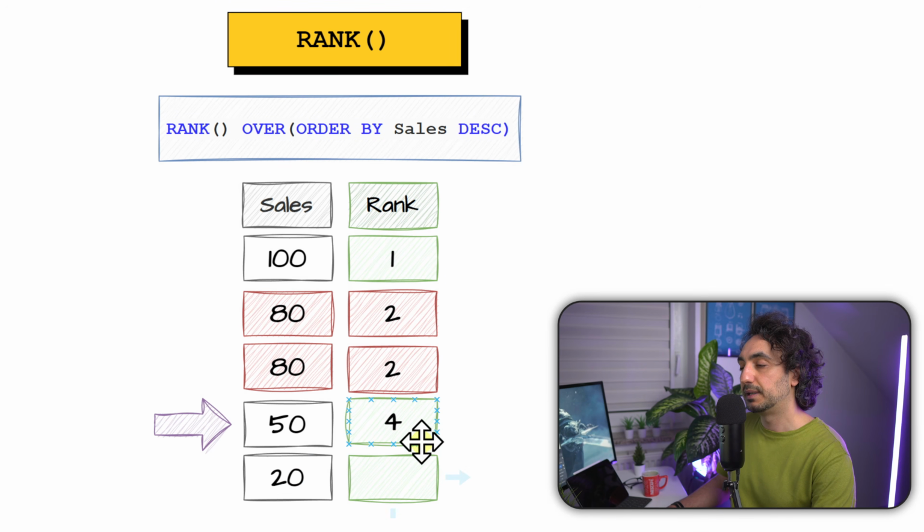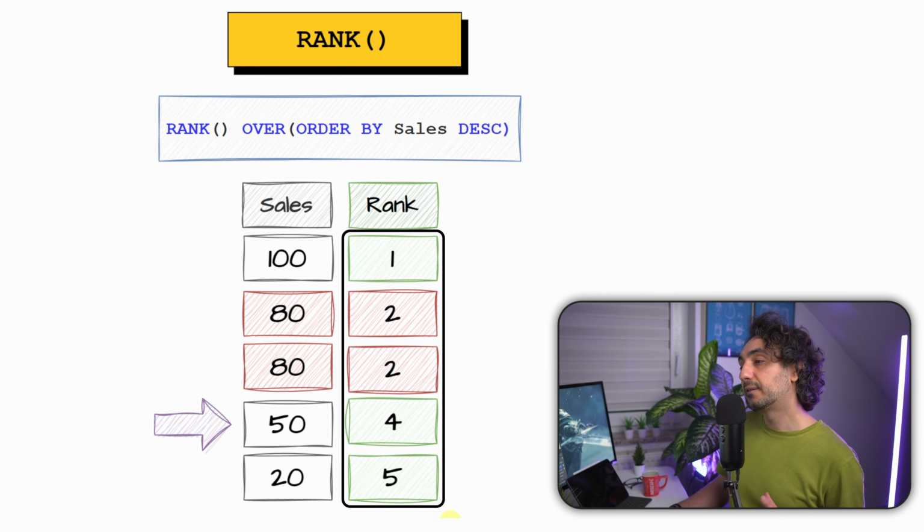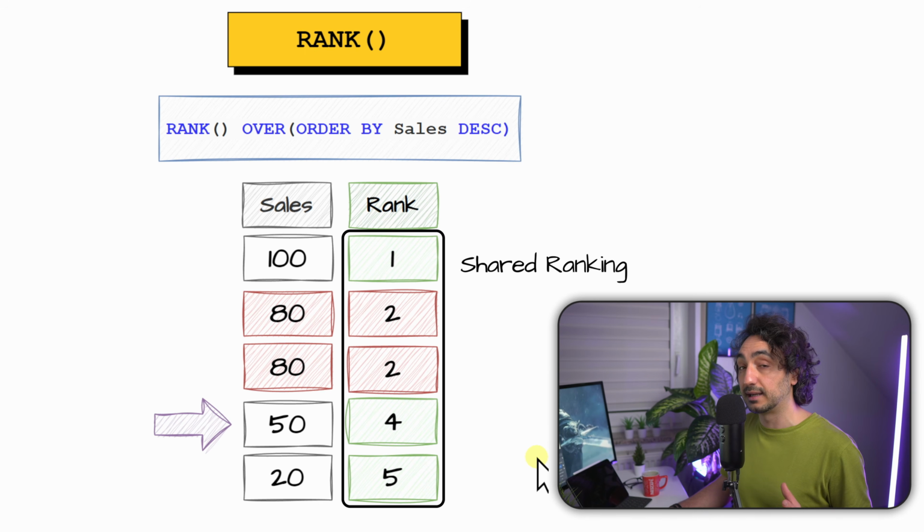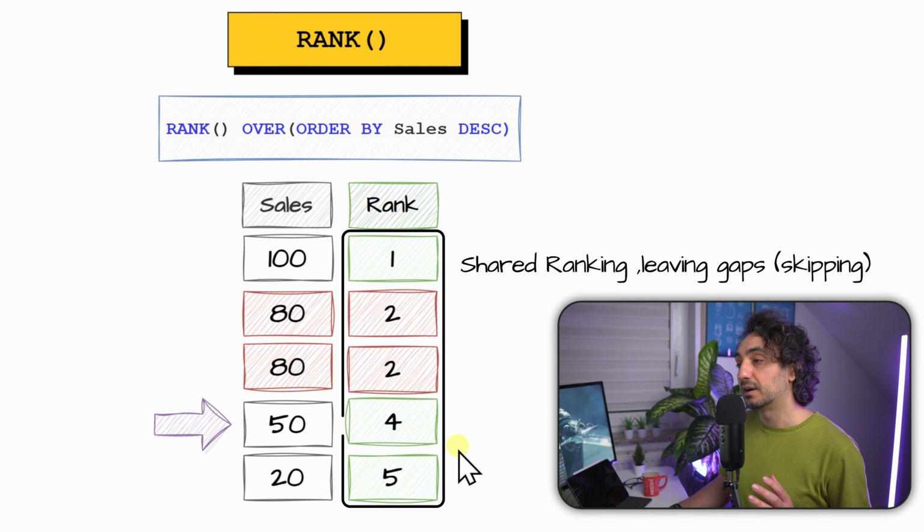So for the next one, it's gonna be easy. It's gonna be the row number 5. Now by looking at the output of the rank function, you can see that we don't have a unique ranking here. We have shared ranking in case of a tie, so it handles the ties, but here we have gaps in the ranks, so we are skipping ranks.